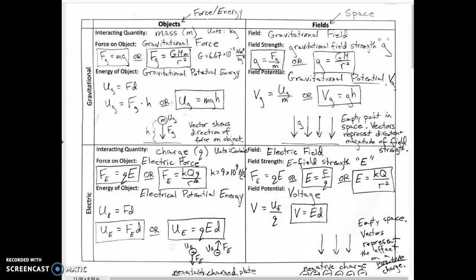Okay, here's a grand summary of the whole idea. The top is all gravitational, the bottom is all electric, and everything parallels each other. The first big box is forces and energies, or things affecting an object. The second big box is no object needed, just whatever the field is in that location. Here we have gravitational force between two objects at a certain distance apart.